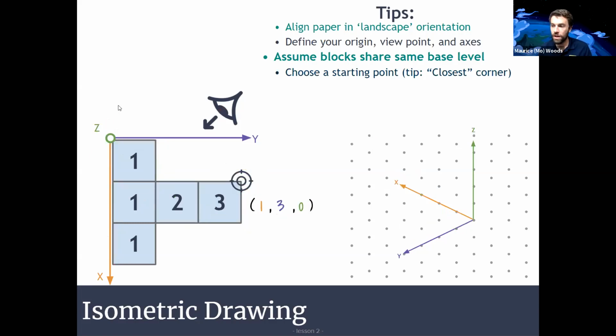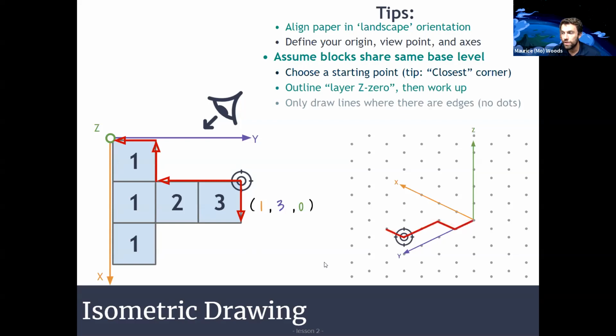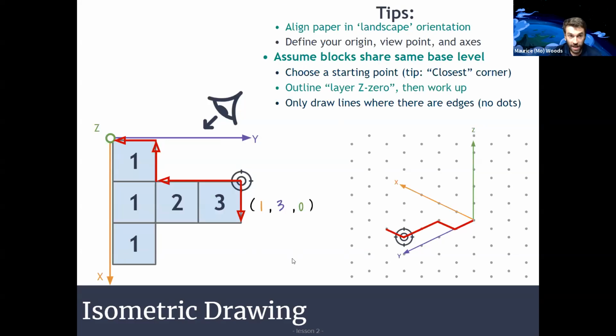Let's do just a real quick review. This coordinate axis, this starting point is at 1, 3, 0. We map it over here. We can start outlining the Z0 layer and then work up. So we map out this red line that corresponds to this, and then only draw lines where there are edges, no dotted lines. We didn't finish this out in this example, but we would build up and then start building the edges out from there.